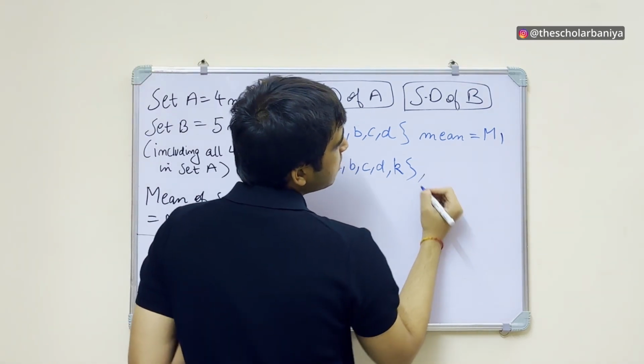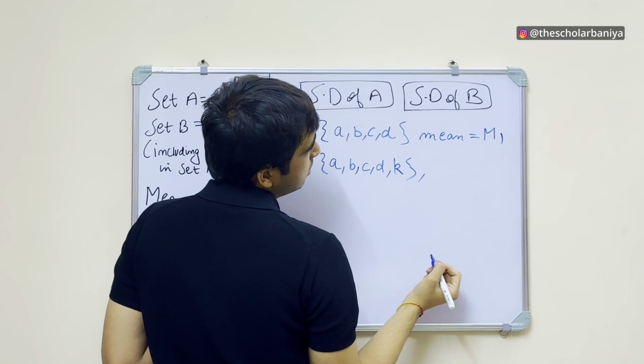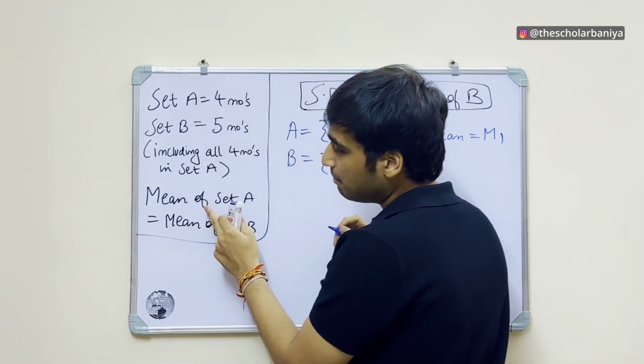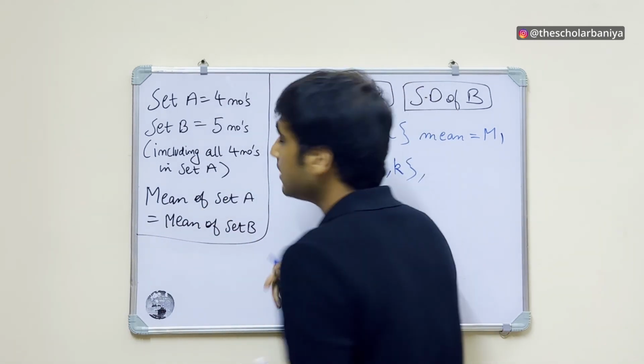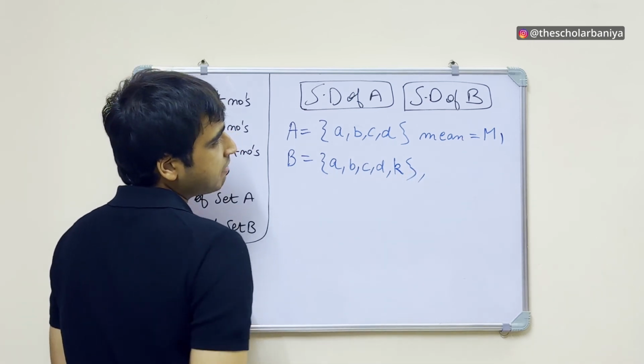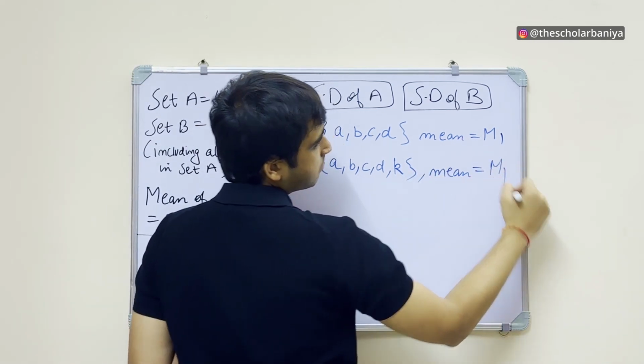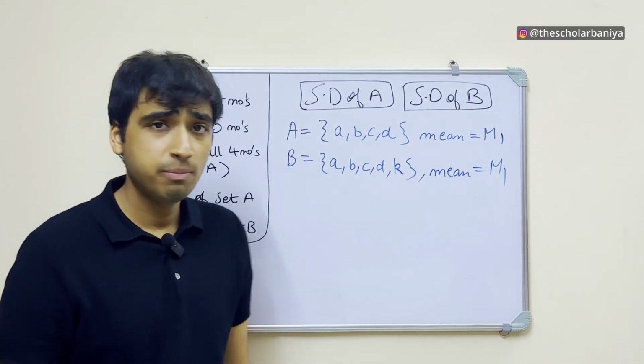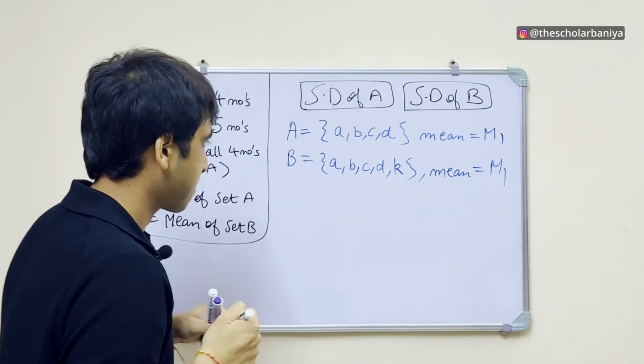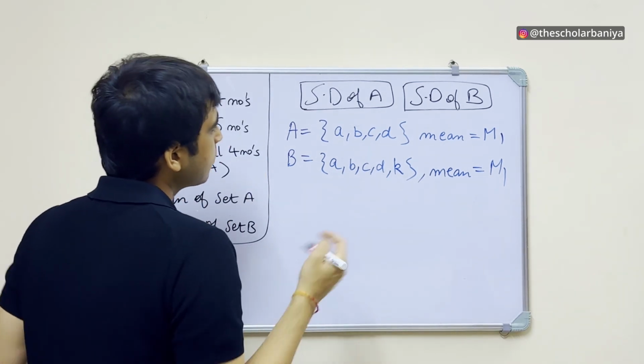And we also know that the mean of set A is equal to the mean of set B. So the mean of set A is M1. So in this case also the mean will be what? M1. I hope this should be very, very clear, right? Okay. Now tell me one thing.